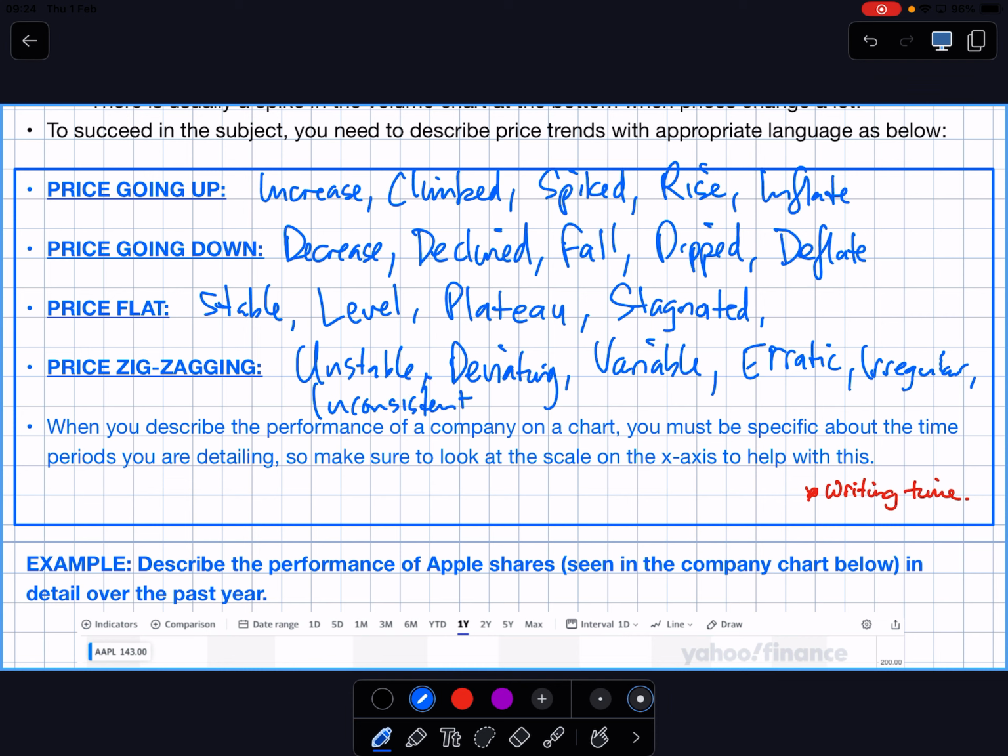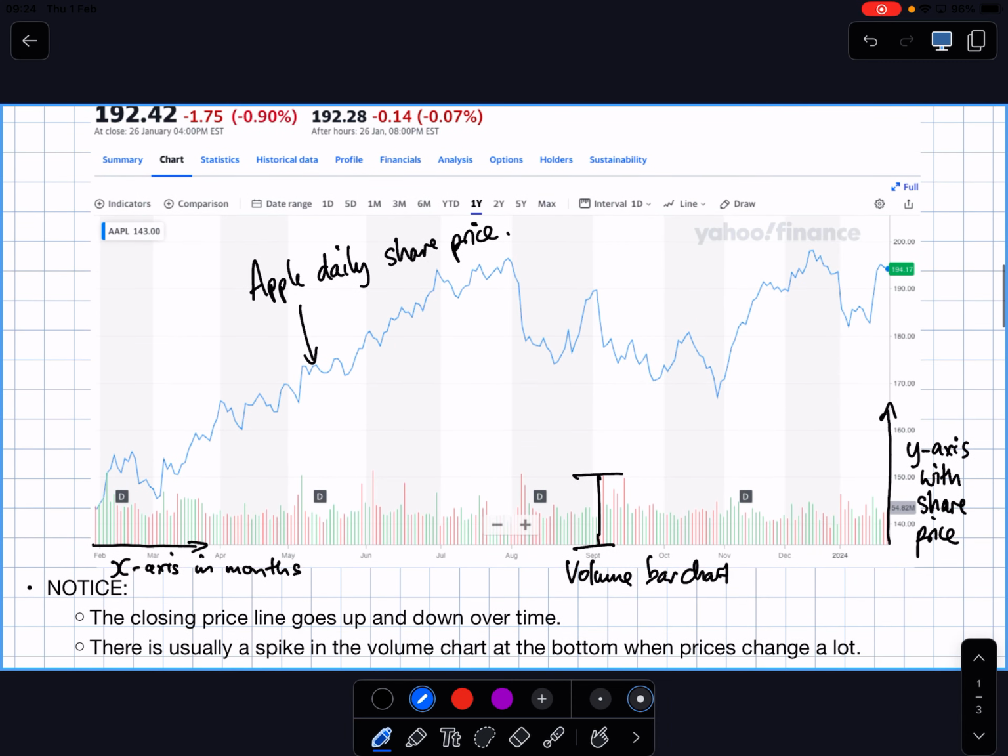So when you describe the performance of a company on a chart, you must be specific about the time periods you're detailing. Make sure to look at the scale and the x-axis to help with this. You are not allowed to just say Apple rose and then was erratic and then went up again. Can you say that between February and August, there was a gradual increase in the share price? Could you say that in the first half of August, there was a rapid decrease in the share price? Can you say that it was quite variable between August and November?